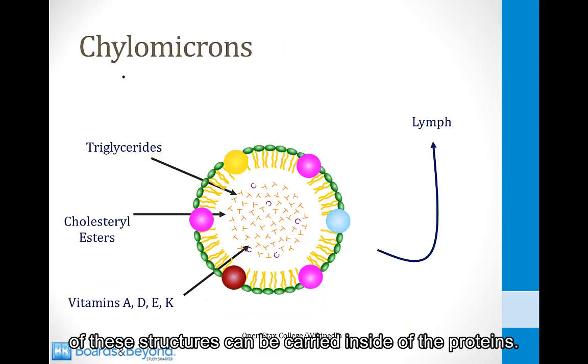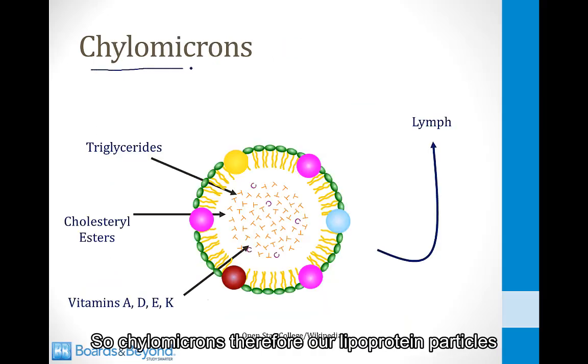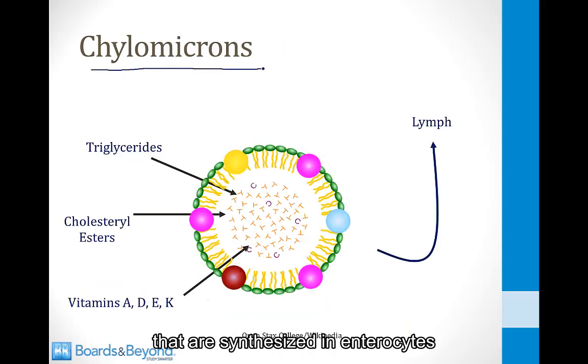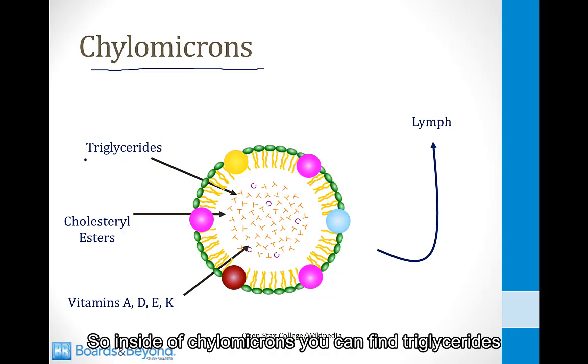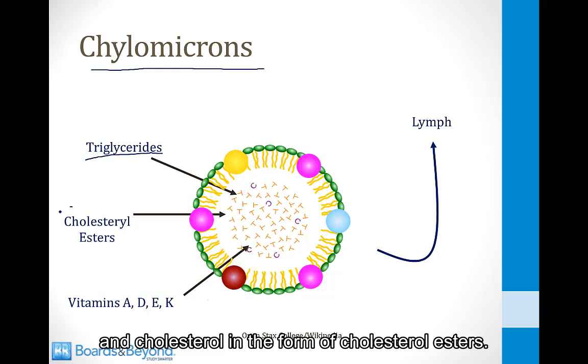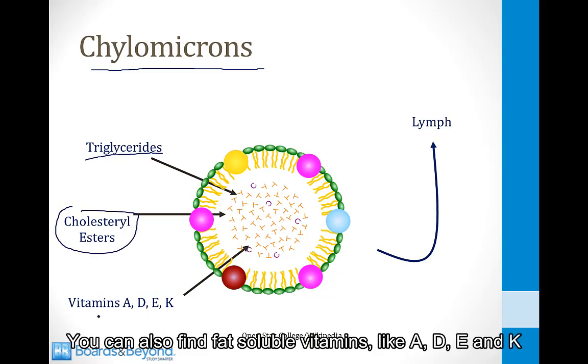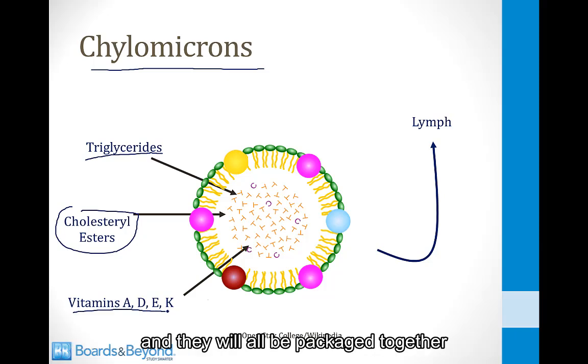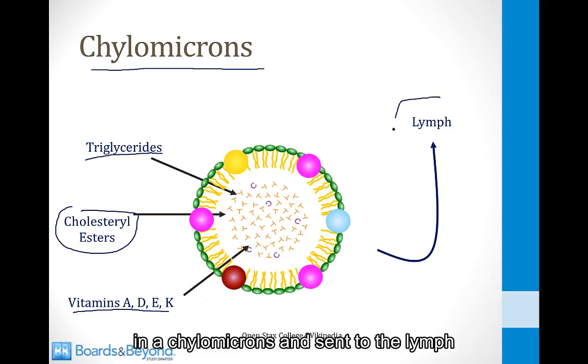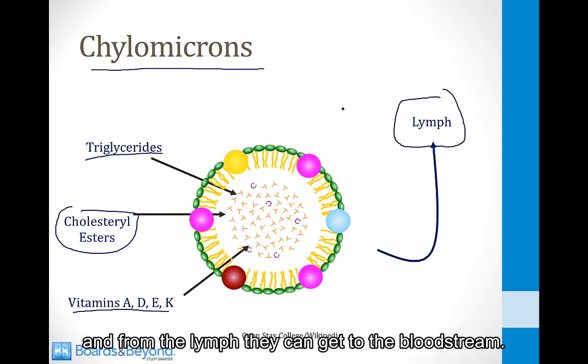So chylomicrons, therefore, are lipoprotein particles that are synthesized in enterocytes, and they're used to transport triglycerides and cholesterol into the plasma once you consume those structures in meals. So inside of chylomicrons, you can find triglycerides and cholesterol in the form of cholesterol esters. You can also find fat-soluble vitamins like A, D, E, and K, and they will all be packaged together in a chylomicron and sent to the lymph, and from the lymph they can get to the bloodstream.